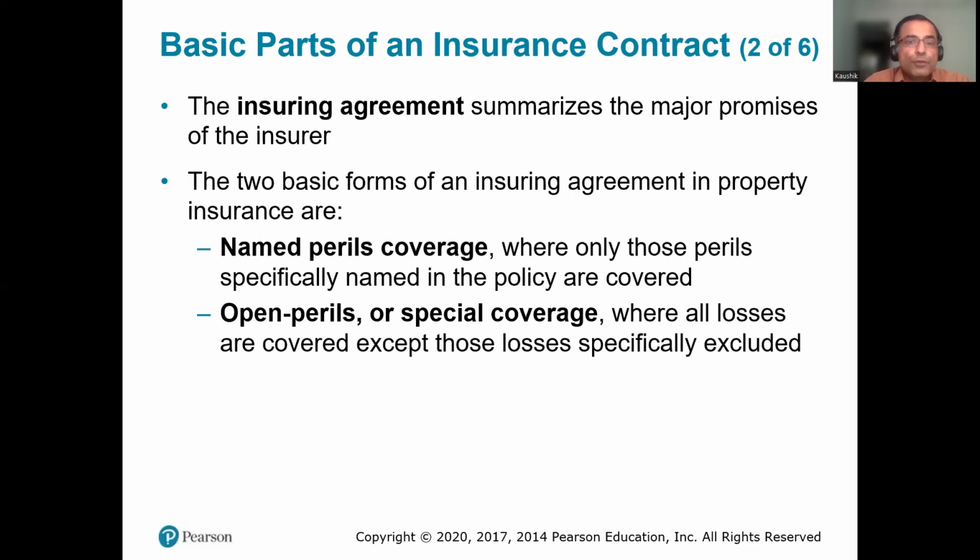The other type is open perils coverage. In this case, the sources of risk or the perils which are mentioned in the agreement are not covered. Everything else is covered by the insurance policy.